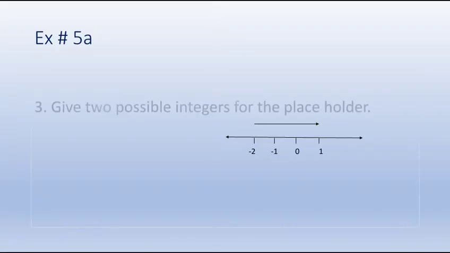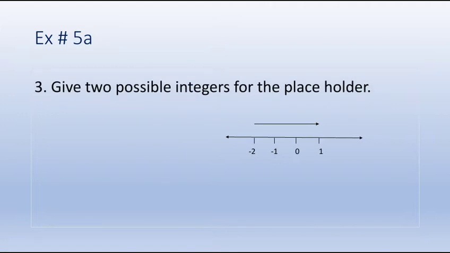Now students, here we have a question from exercise 5a. In this question we have to write two possible integers for the placeholder, and our placeholder is greater than -2. Now you can see in the number line that our greater direction is from negative to positive. So two numbers which are greater than -2 will be -1 and 0.